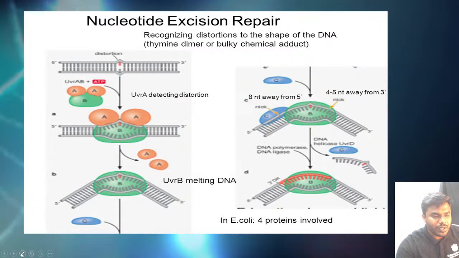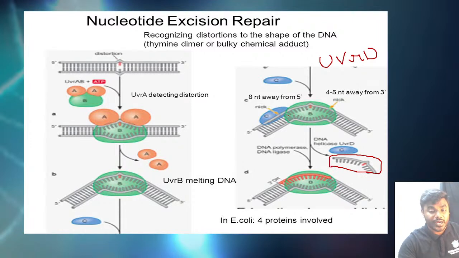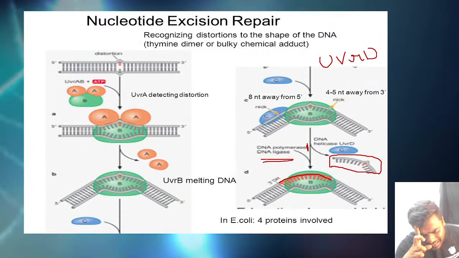Now who's gonna come into the picture? I told you na, the powerful enzyme UVRD. You only look into this, that UVRD will come and remove that entire 13 nucleotides. Then who is going to come into the picture? DNA polymerase 1 comes into the picture, and replaces that particular 13 nucleotides. Finally friends, ligase will come and seal the nick.